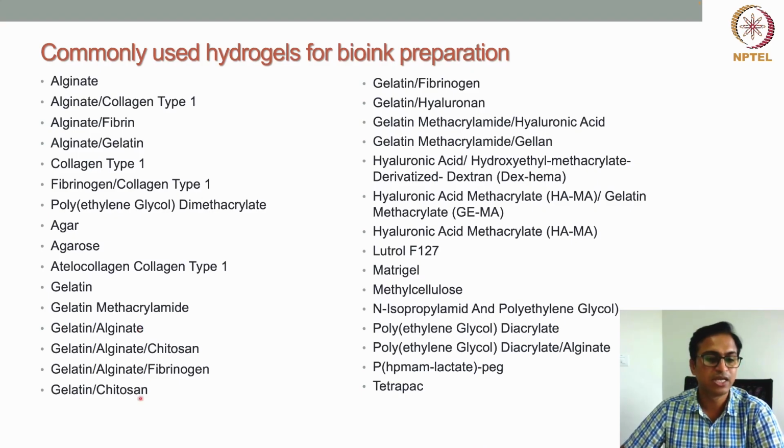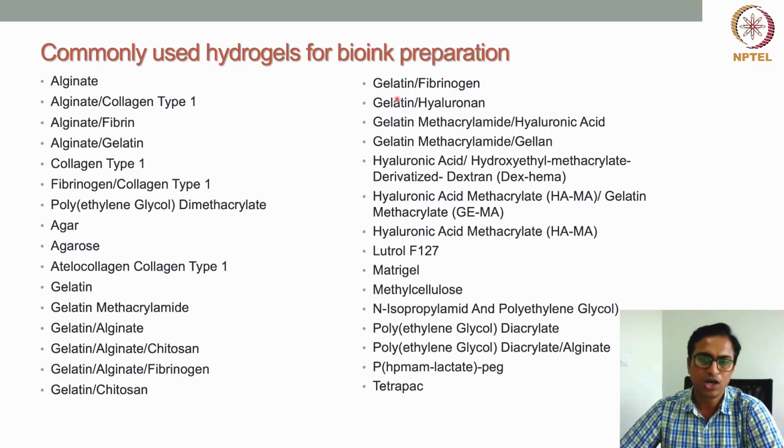All these materials, or only chitosan, have been incorporated with gelatin to develop a multimaterial bioink system. Similarly, fibrinogen and hyaluronan have also been incorporated with gelatin. One disadvantage of using only gelatin is that the viscosity of the material cannot be increased very high to improve the print fidelity, because the cellular response would not be that great.